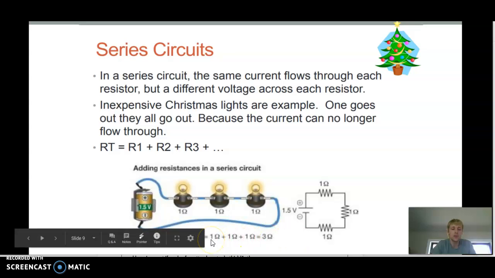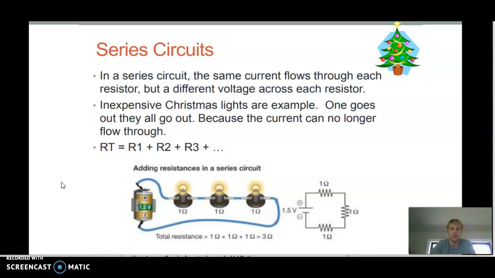So if you wanted to find the total resistance of a circuit like this, where everything is attached together in a series, you can just say total resistance is the same as all the individual resistances added together.